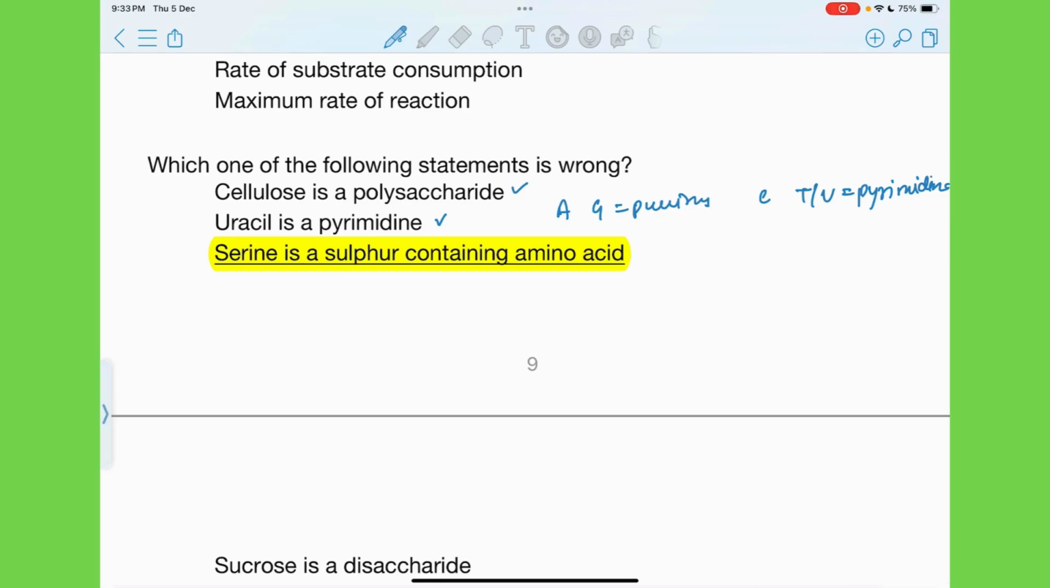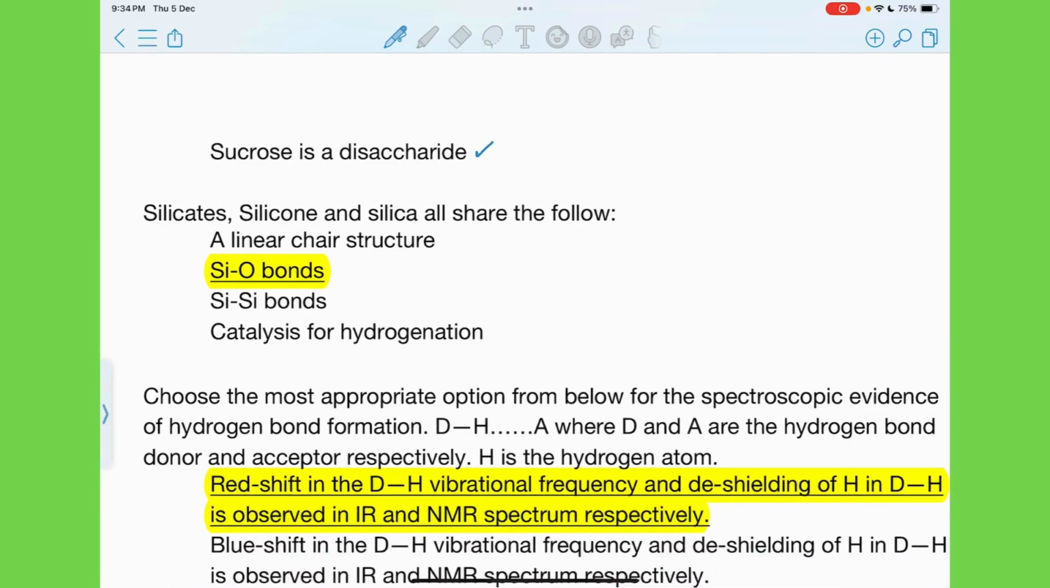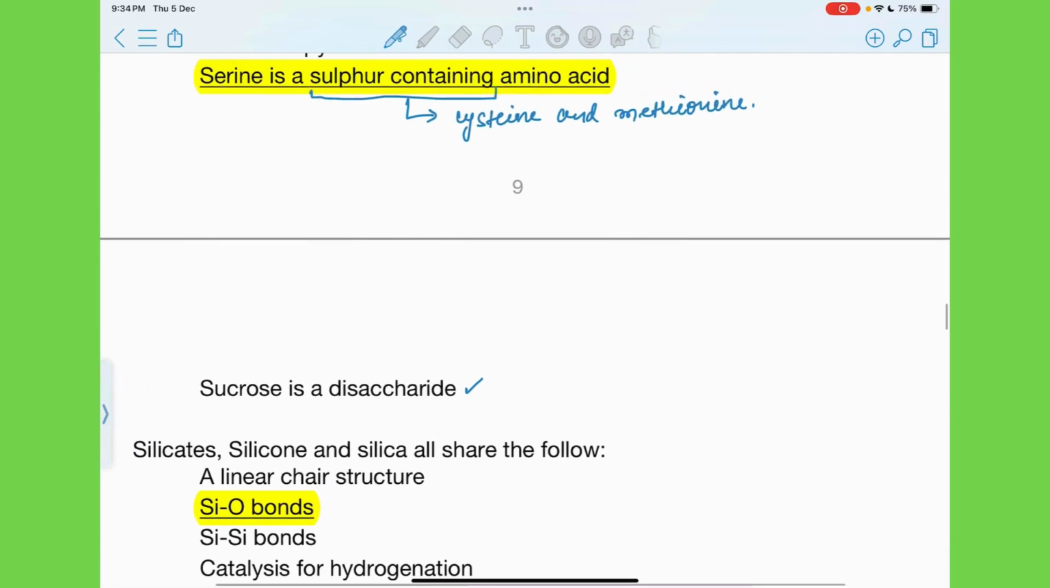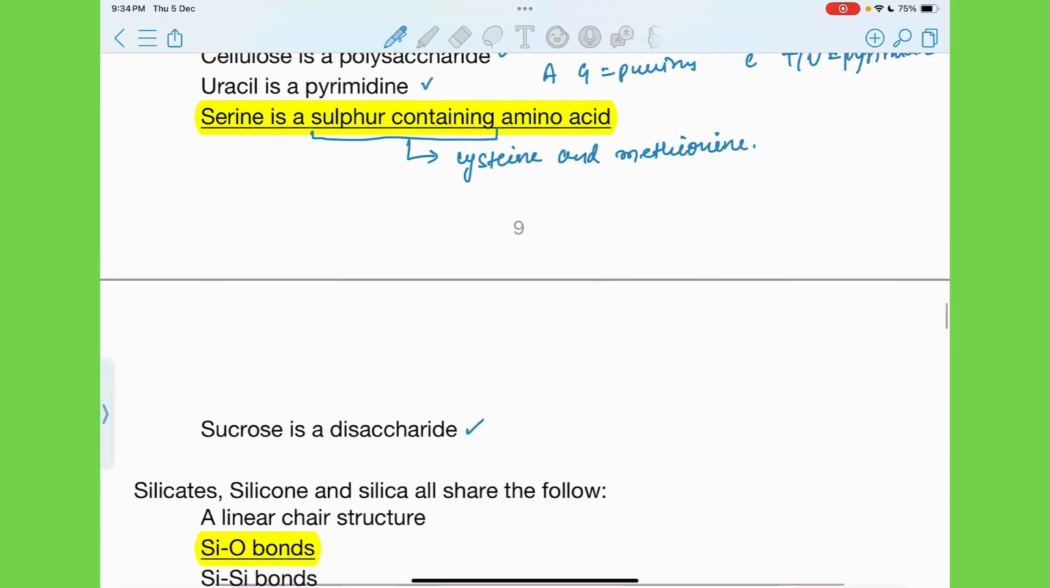Serine is a sulfur containing amino acid. So okay, serine is an amino acid but it's not sulfur containing. Sulfur containing amino acids are cysteine and methionine. Next question says, sucrose is a disaccharide. Yes, it's true. But we found a false statement, so I didn't read the next step, but you should not do that in exams.